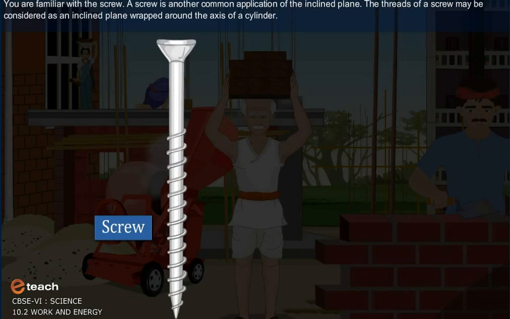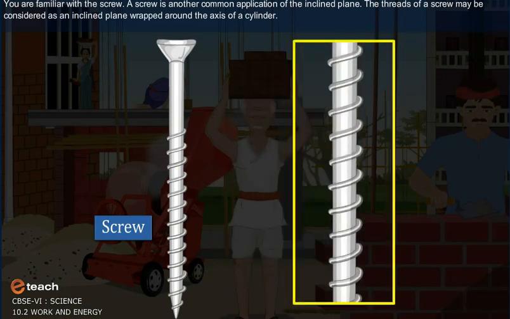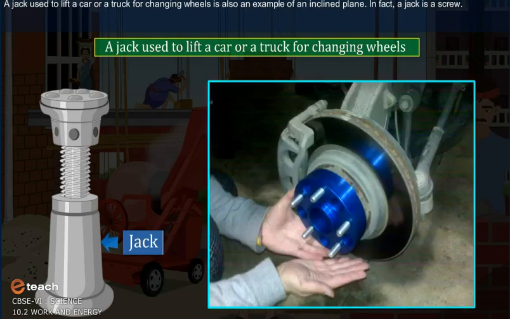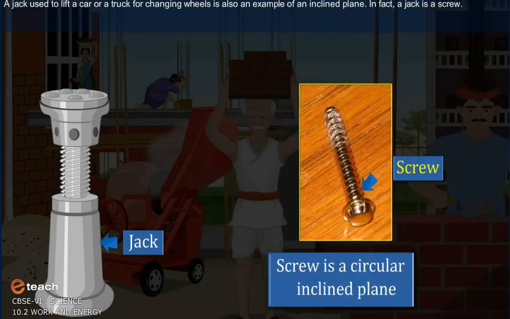You are familiar with a screw. A screw is another common application of the inclined plane. The threads of a screw may be considered as an inclined plane wrapped around the axis of a cylinder. A jack used to lift a car or a truck for changing wheels is also an example of an inclined plane. In fact, a jack is a screw.